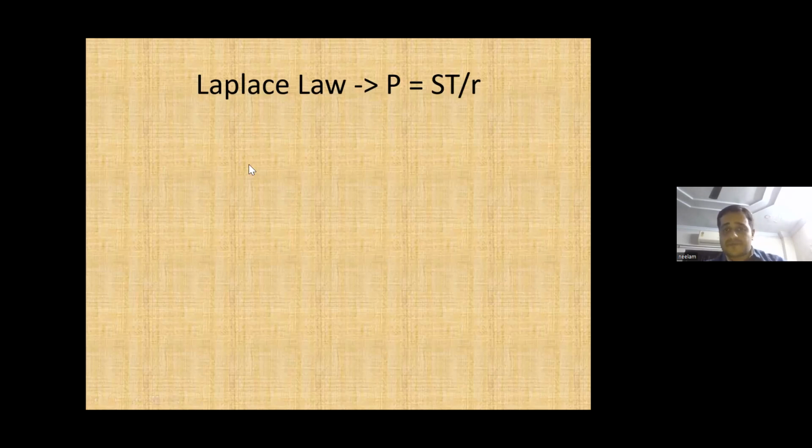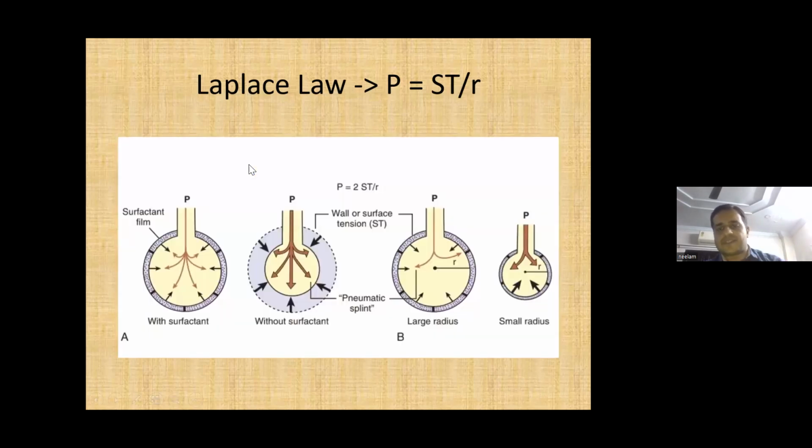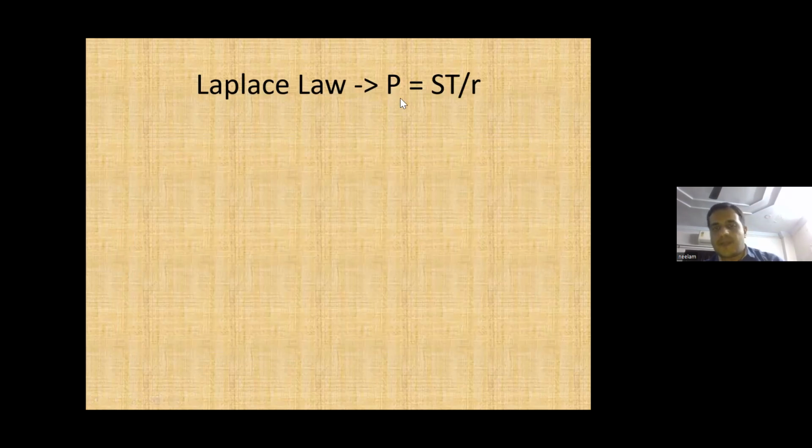Okay, so how much pressure is required to keep the alveoli open? That is given by the Laplace law. So what does this Laplace law tell? P is equal to 2ST by R. So P is the pressure. What pressure? The pressure required to keep a circular object open. So if we take an alveolus, to keep that alveolus open, what I want is that the alveoli should always be open, either in inspiration or in expiration.